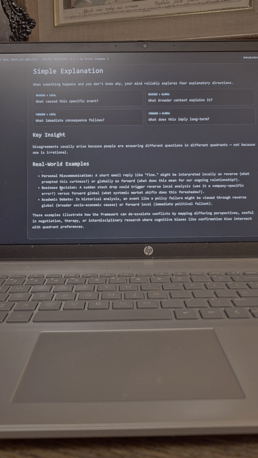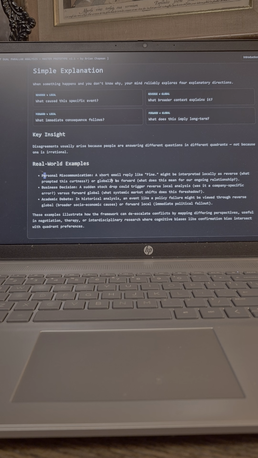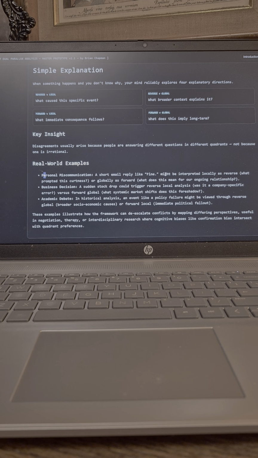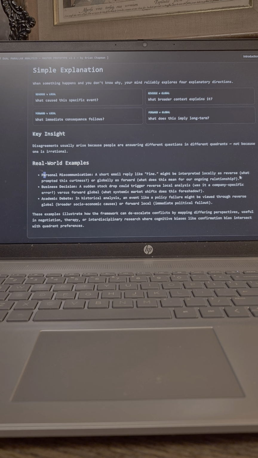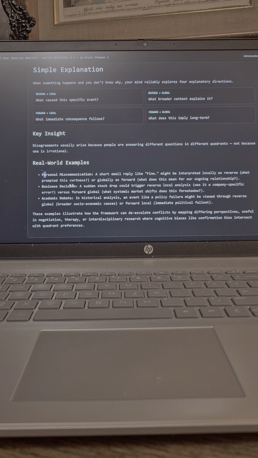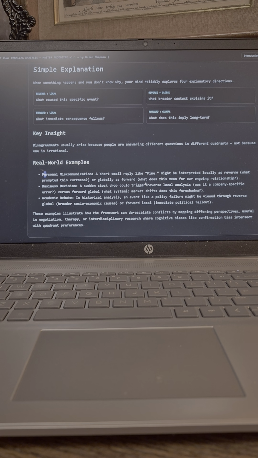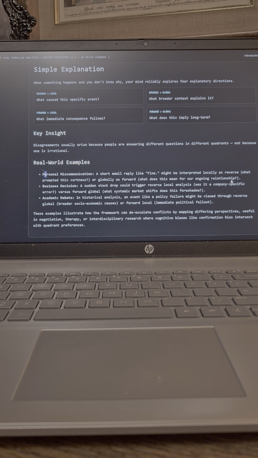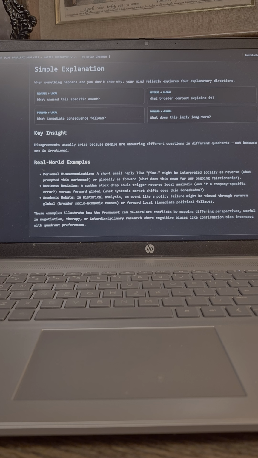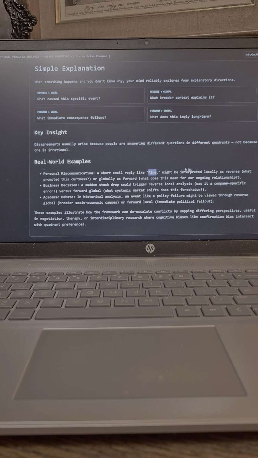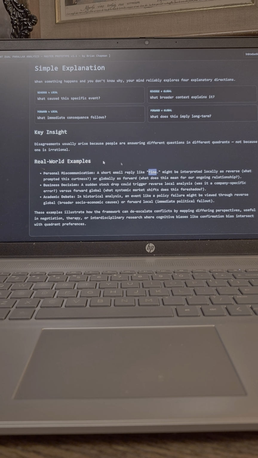So, real world example, personal miscommunication. A short email reply like "fine" might be interpreted locally as reverse: what prompted this curtness? Or globally as forward: what does this mean for our ongoing relationship? You get the email "fine," and there's an ambiguity there. Nothing is explicated about what is fine or what is not. Depending on which hat you put on, you're going to interpret it differently.